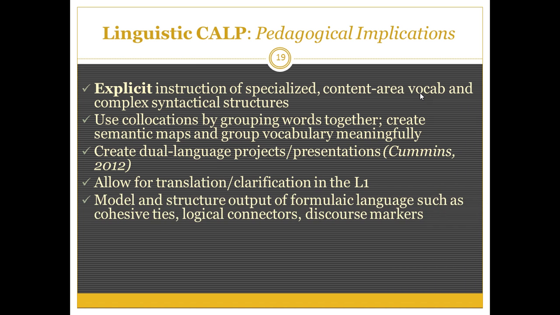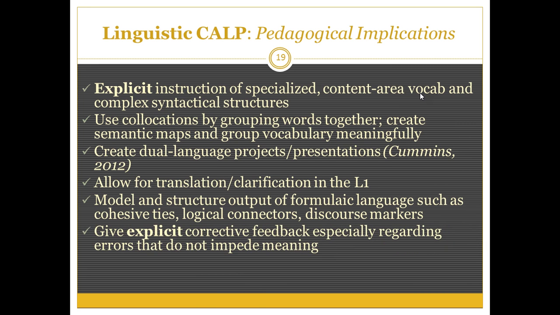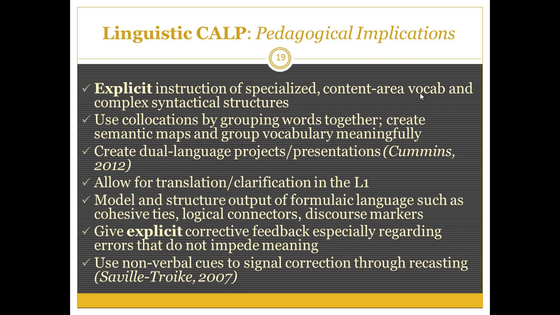Teachers can model and structure output of formulaic language such as cohesive ties, logical connectors, and discourse markers. So these would be things like, for example, therefore, nevertheless, finally, next, things like that. Give explicit corrective feedback, especially regarding errors that do not impede meaning. And as I talked about with recasting, you could use a nonverbal cue such as tapping or knocking to signal when you're recasting and when it's corrective. So that way the student will know they're receiving correction from you, not just an alternate way of expressing their message. So that's important to get across to the student, that you are actually correcting them when you rephrase their speech.